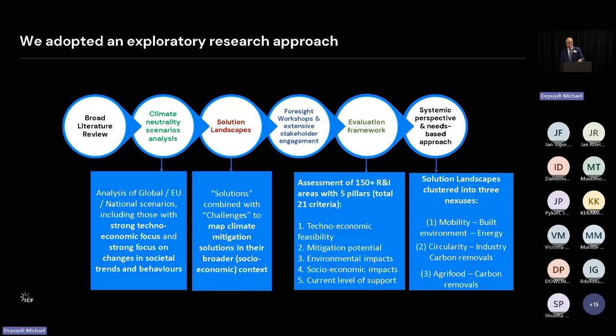Fourth, I've mentioned workshops, so I'll move straight to the evaluation framework, and I'll deal with that in a bit more detail in due course. But you can see here a snapshot of the 5 different pillars that we used to help score the various solutions and research and innovation areas. We had over 150, as I mentioned. And then finally, we took this systemic perspective and considered the needs of society, and linked our technologies and solutions and research and innovation areas to those areas. And I'll come on to that again.